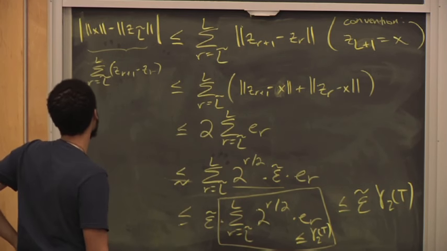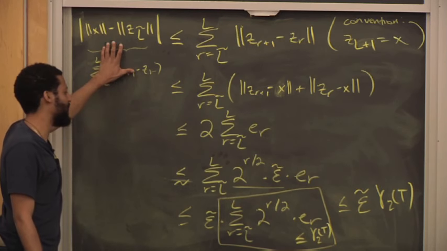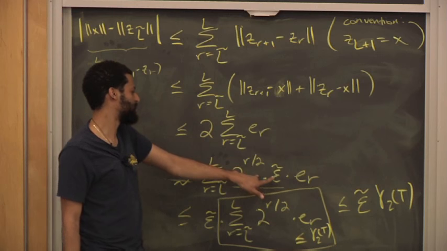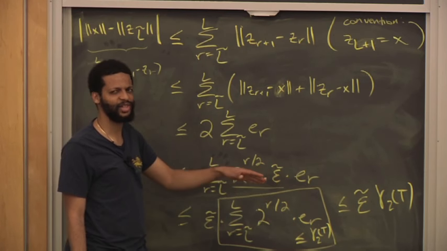Actually, what you're saying makes a lot of sense. You're saying, why am I bothering with this telescoping? I can just bound this by e l tilde. Yeah. And then say that e l tilde is at most 2 to the l tilde over 2 times e l tilde, yeah, exactly. And then I'm done. I think actually you're right.